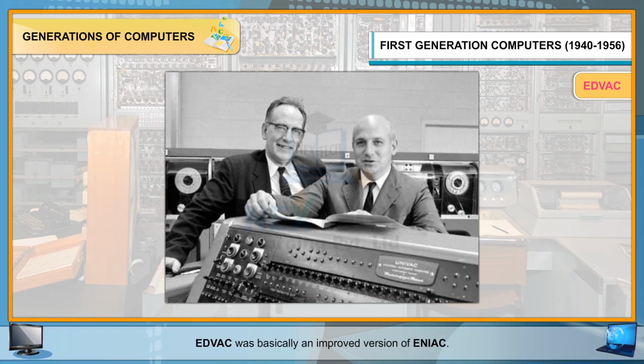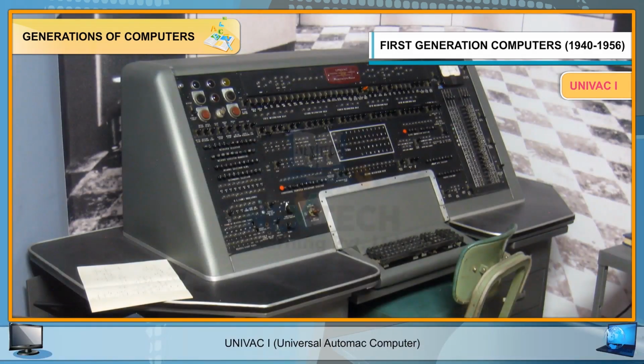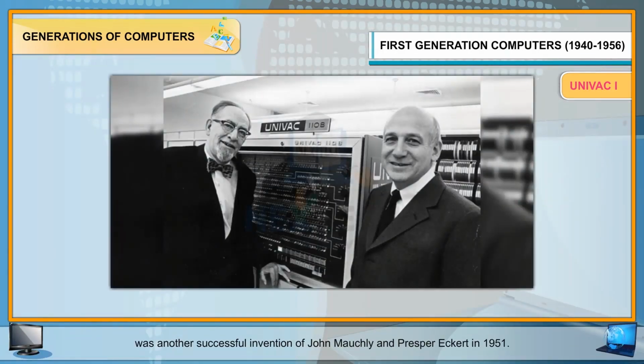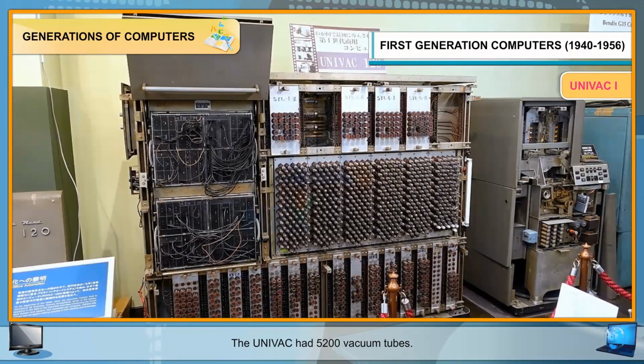EDVAC was basically an improved version of ENIAC. UNIVAC. UNIVAC 1, Universal Automatic Computer, was another successful invention of John Mauchly and Presper Eckert in 1951. It was the first computer that could handle numeric as well as textual data. The UNIVAC had 5200 vacuum tubes.